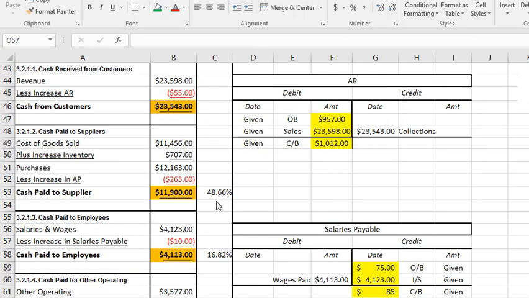So you will recall in the previous LOS, we won't go through it all again. I took the example from the CFA text, income statement, balance sheet, and I did put the data into Excel, so we could look at the calculations for the indirect and the direct cash flows. And for the direct cash flows here, we had our revenue, then we looked at less the increase in AR, and we had our cash collected from customers.